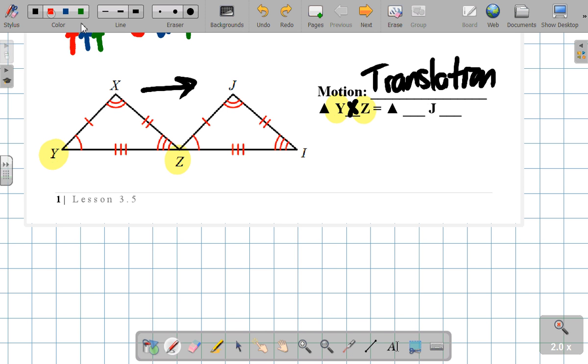Now we want to align stuff up. So we're left to right. Our Y is single sweep. The match on the other side is Z. X is double sweep, and that matches with J. And then Z in the left is triple, and its match is I. So sometimes you need to do a little process of elimination.